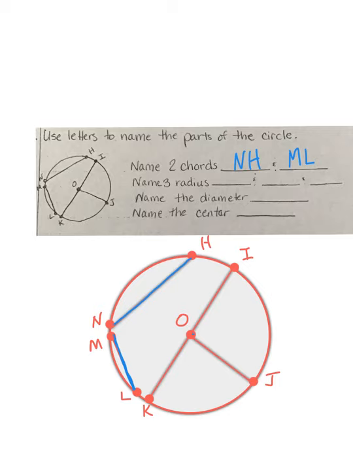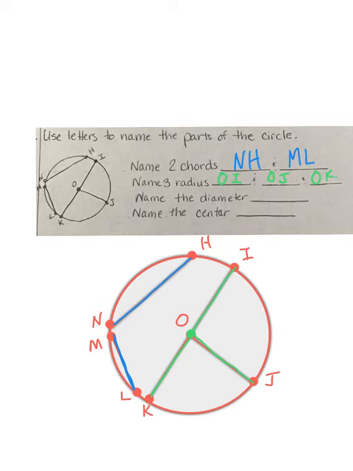Then the next one asks for radius. So a radius has to go from the center to the outside. So it has to be touching this center here, and it has to go all the way to the outside of the circle. So that would be this one here, and this one here, because they touch the outside and the center. So all of them have to have that center letter O in them. And again, that O can come first or last, and then the other letters. So O and I, O and J, and O and K.